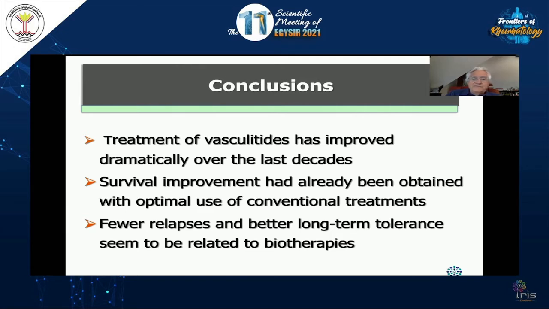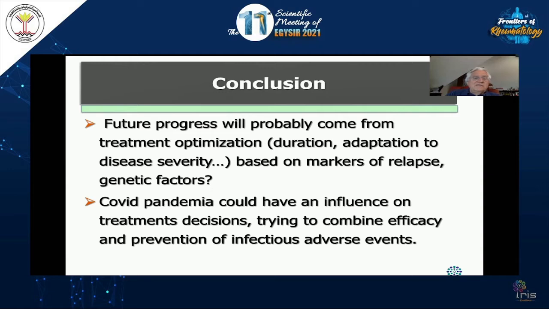The survival improvement has already been obtained with optimal use of conventional treatment and not the new treatments. The biotherapies came after, but the survival has been obtained with a good management of the conventional treatments. There are fewer relapses now with the biotherapies, and of course it is very useful for our patients taking the drug in the long term. We can expect some future progress on markers predicting survival and relapse, maybe genetic markers, maybe not.